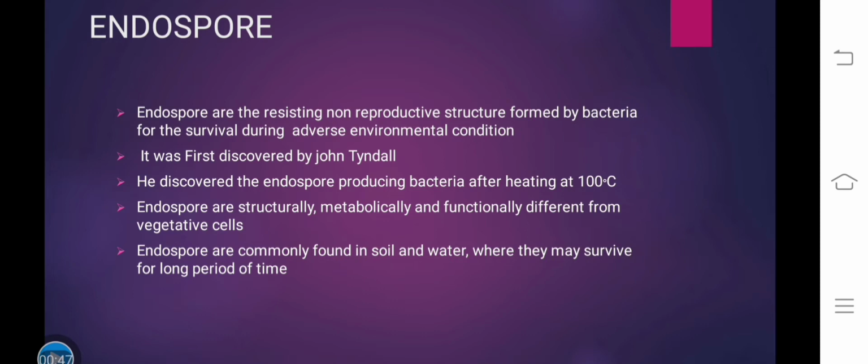Endospores are structurally, metabolically and functionally different from vegetative cells. Endospores are commonly found in soil and water. They may survive for a long period of time in this environment.